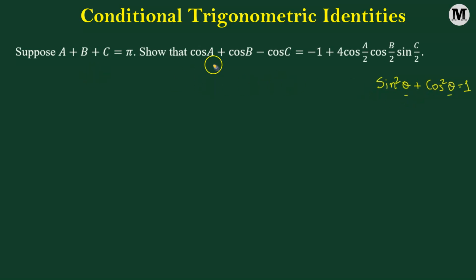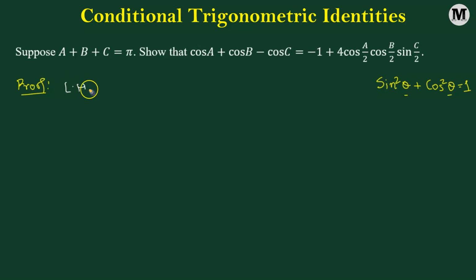But for our case, the given trigonometric identity is going to be true only for specific values of A, B and C. The values of A, B and C must be such that their sum equals pi radians. Okay, let us begin. We'll start from the left hand side and show that it exactly equals the expression on the right hand side.